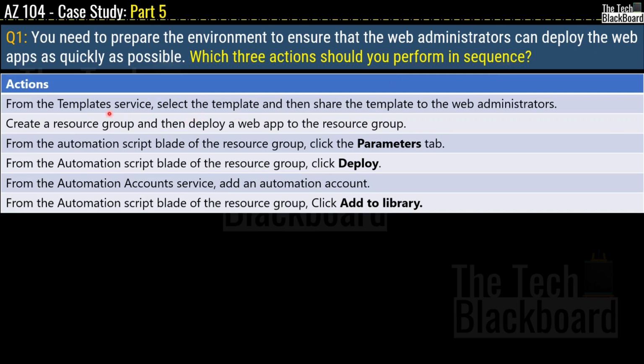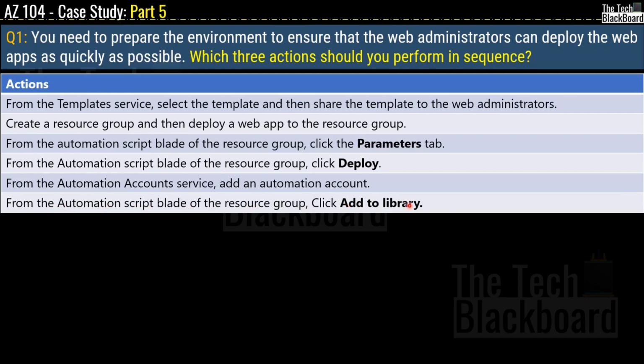Your options given are: from the template service, select the template and then share the template to the web administrators. Secondly, we have create a resource group and then deploy a web app to the resource group. The third option given is from the automation script blade of the resource group, click parameter tab. The fourth option is from the automation script blade of resource group, click deploy. Then the fifth option is from the automation accounts service, add an automation account. The last one is from the automation script blade of resource group, click add to library.